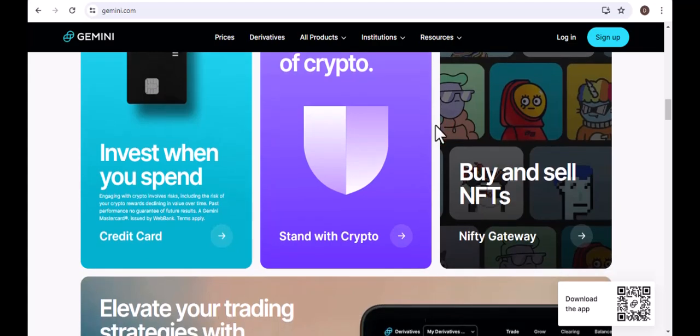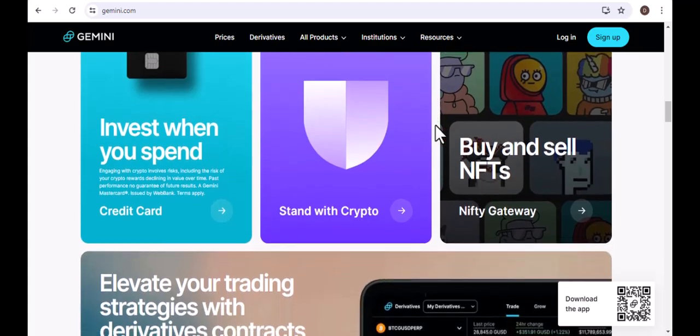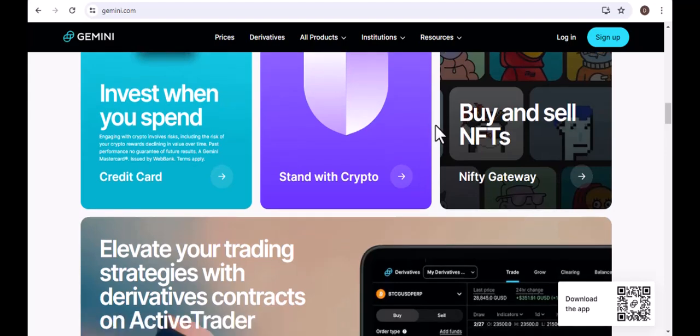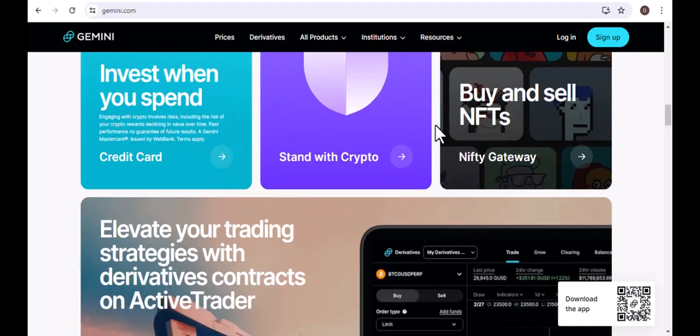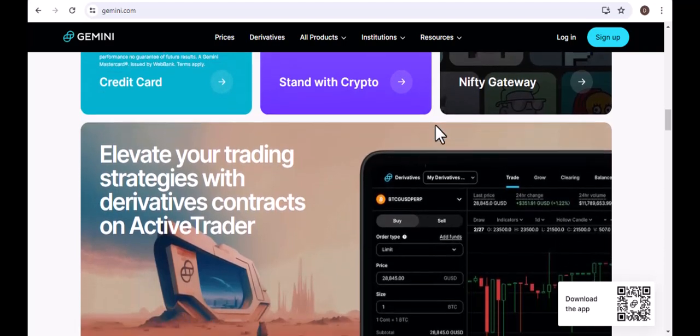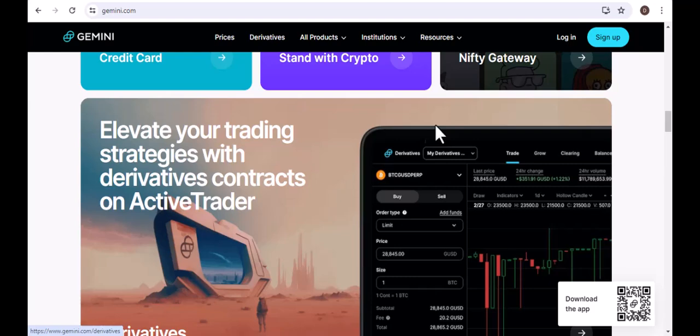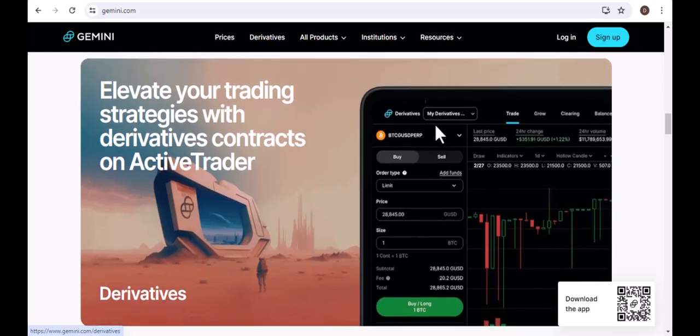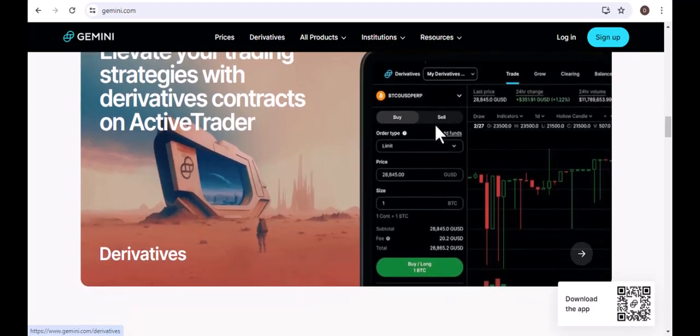Let's start with the heart of any trading platform, the charts. The standard Gemini interface gives you a basic line chart, which is fine for a quick glance, but ActiveTrader gives you full-blown, professional-grade charts from TradingView. This means you have access to every technical analysis tool you could ever need.